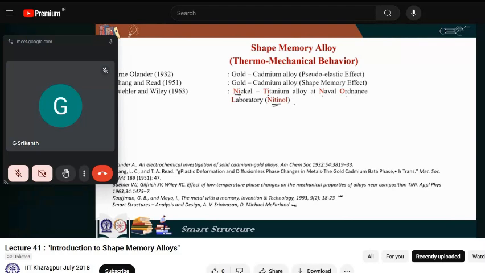And then they started doing further experiments on these materials. They cast around 5 bars of this nitinol in their furnace, and they left them for cooling.